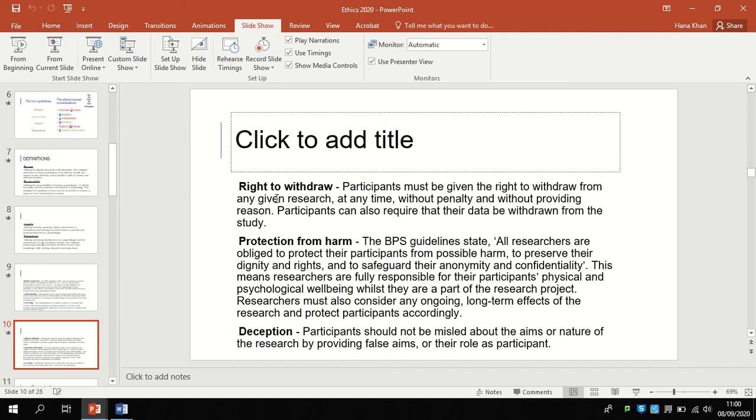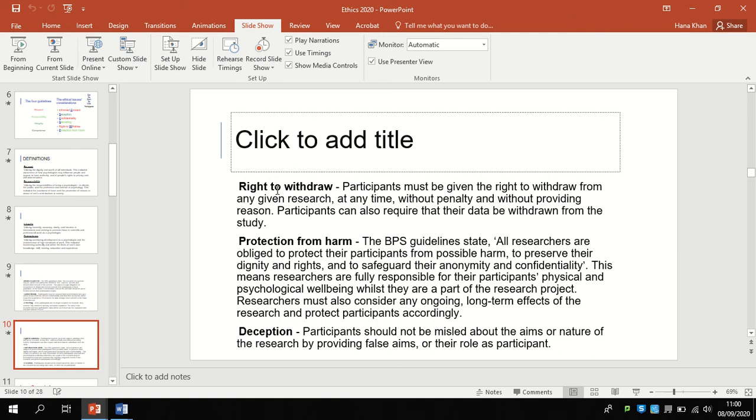Then we have protection from harm, and this is really, really important. It's basically all researchers are obliged to protect their participants from possible harm, to preserve their dignity and their rights, and to safeguard their anonymity and confidentiality. This means basically researchers are fully responsible for their participants' welfare, their physical and psychological well-being, whilst they are part of the research project, that is. Researchers must also consider any ongoing long-term effects that might affect the participant. So protection from harm encompasses everything.